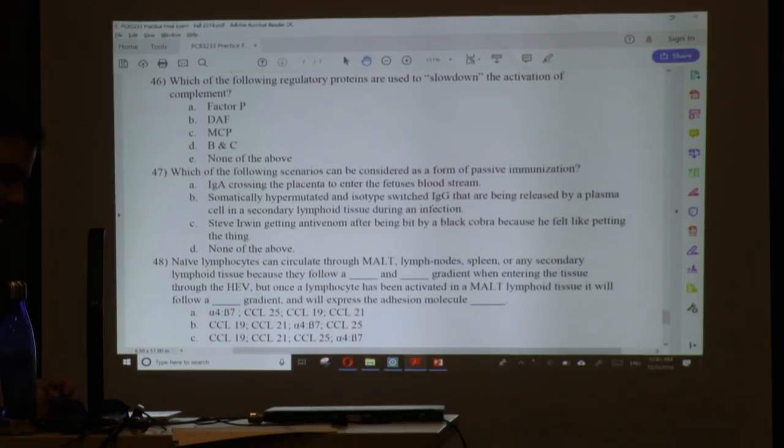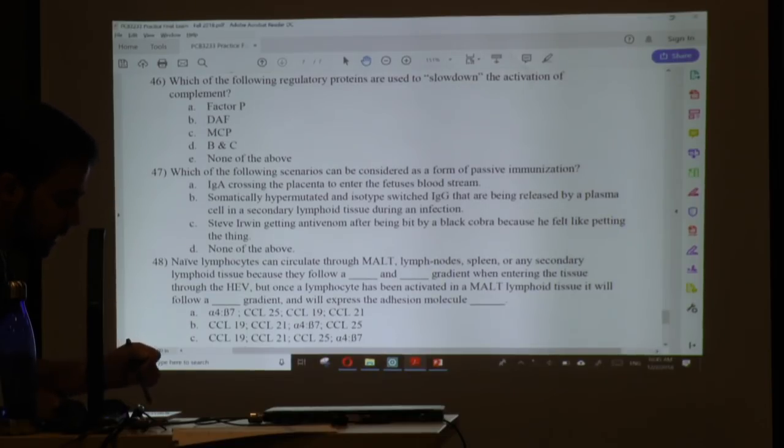This question, 46, goes back to complement. So make sure you study complement. When you study complement, make sure you also study the regulation of complement. So make sure that you know what factor P does, what H and I do, and then what MCP and DAF do. In this complement slide, there's a little table that shows you all of that, okay? Because part of knowing complement is the actual complement cascade, but you also need to make sure that you know the regulation. So this question is about the regulation, and it's asking which of the following regulatory proteins are used to slow down the activation of complement.